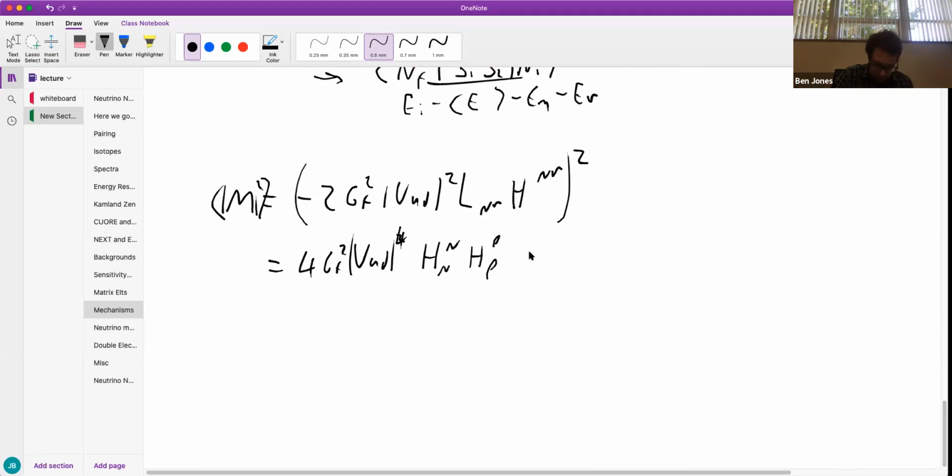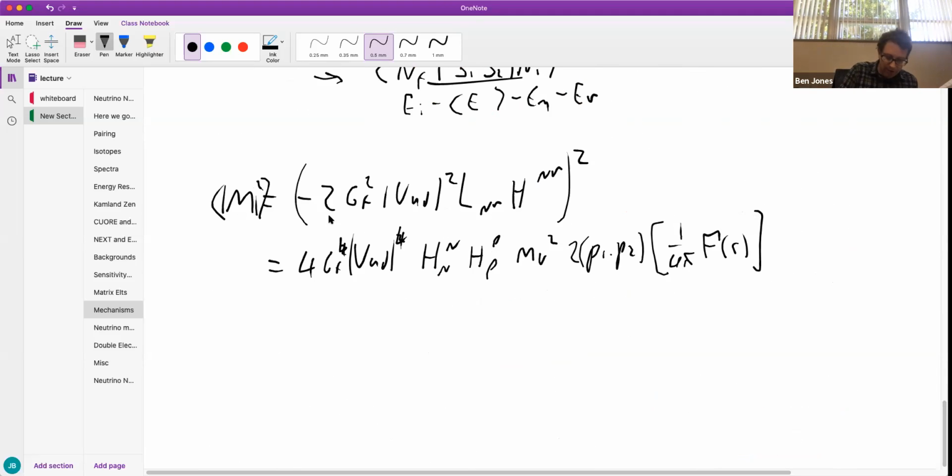This is going to be proportional to m nu squared, as we anticipated it had to be. And then we have 2 p1 dot p2, G Fermi to the 4, 2 p1 dot p2, 1 over 4 pi, this thing that depends on position, f of r. Given I'm running out of time, I won't write what it is. But importantly, we see that the rate depends on the mass of the neutrino squared, as we imagined.